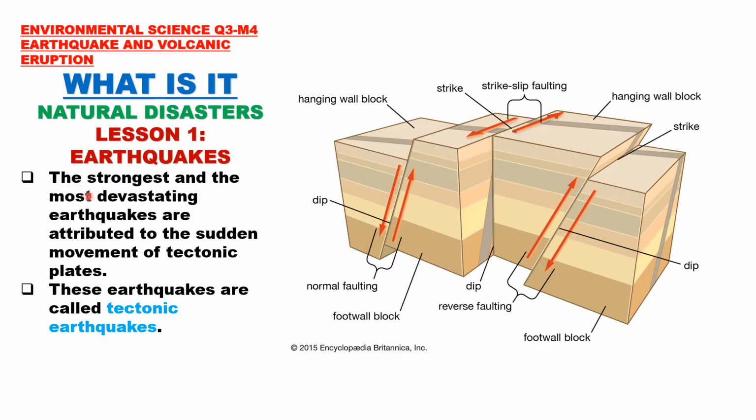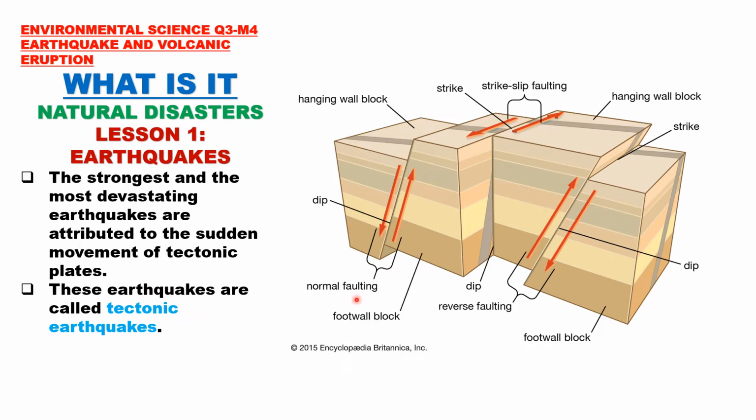The strongest and most devastating earthquakes are attributed to the sudden movement of tectonic plates. These earthquakes are called tectonic earthquakes. So when earthquakes are because of the movement of tectonic plates, we call them tectonic earthquakes. And the picture on the right shows us how tectonic earthquakes happen.